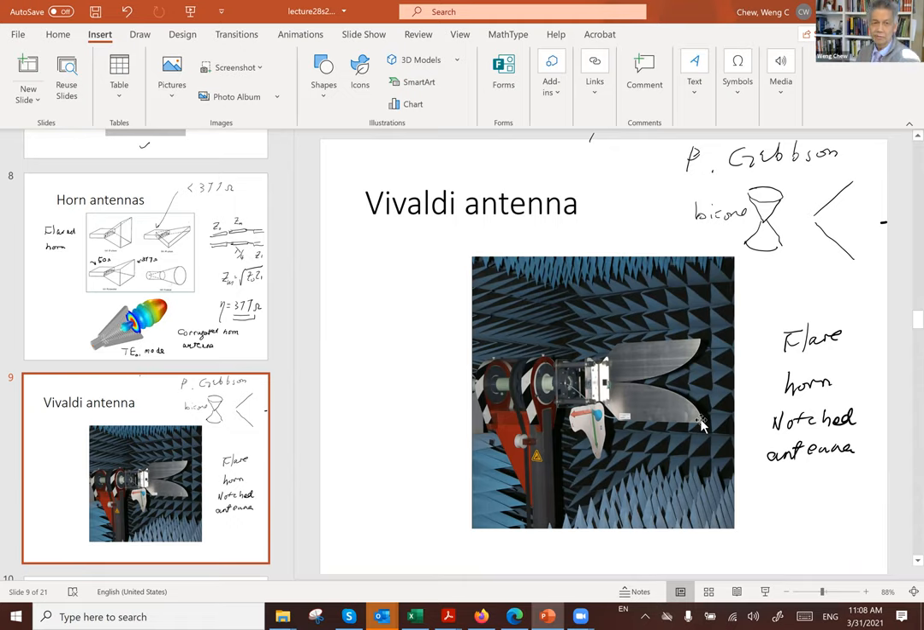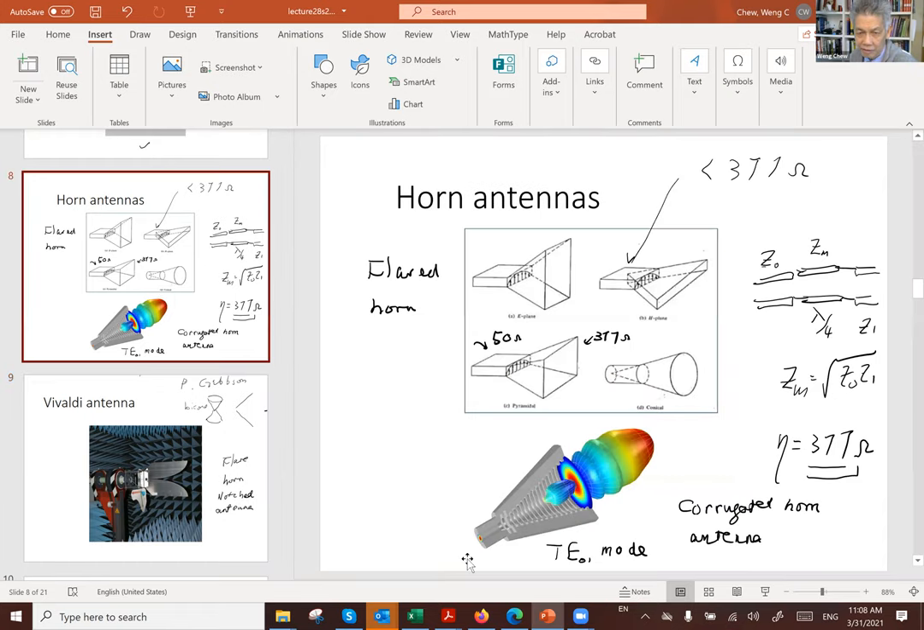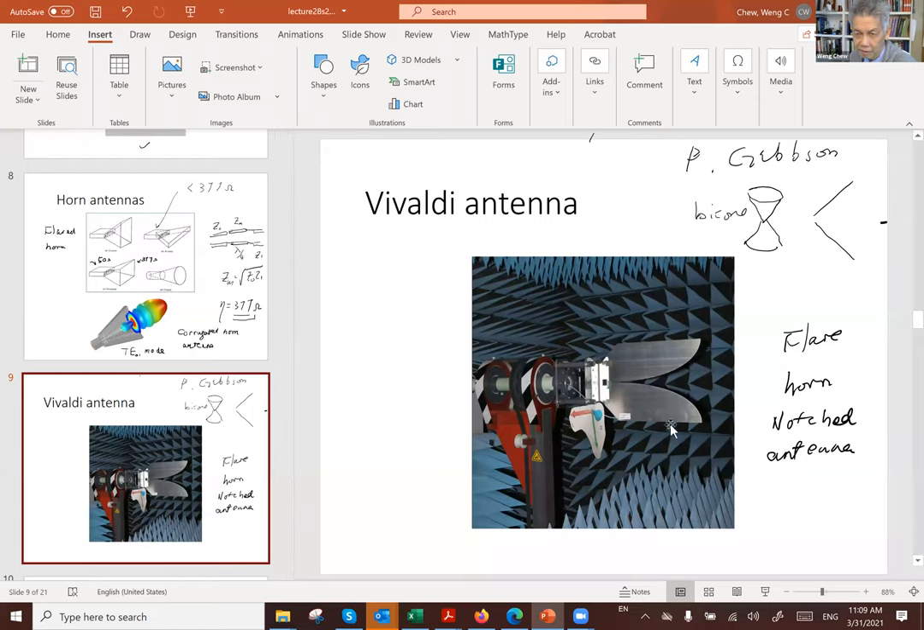And the flare horn is good because it uses very little metal, unlike the other horn antennas, where you have to do quite a bit of plumbing and actually make the thing massive, so that they're heavy. But the flare antenna can be made out of a very thin metal plate. Another good thing about the flare horn antenna is that it gradually flares.